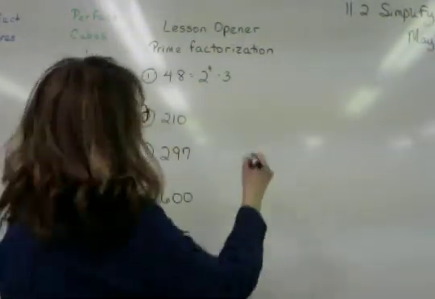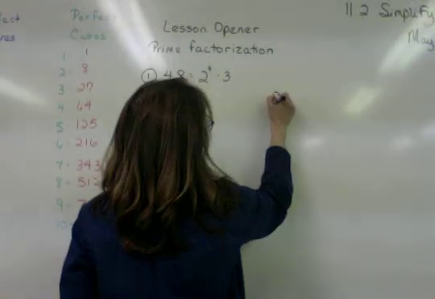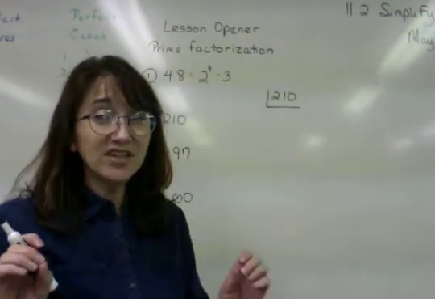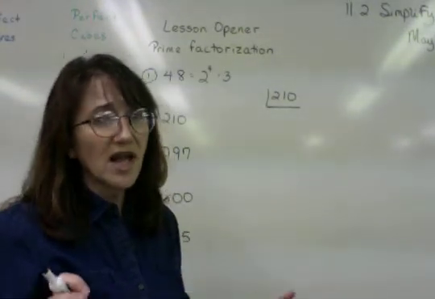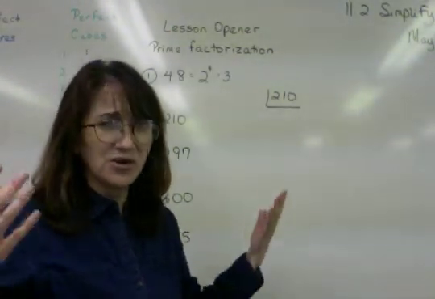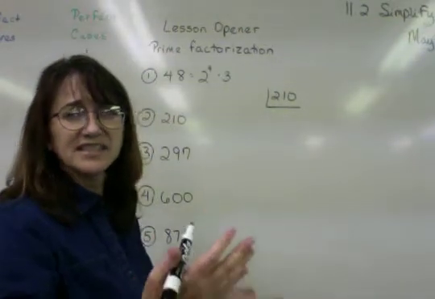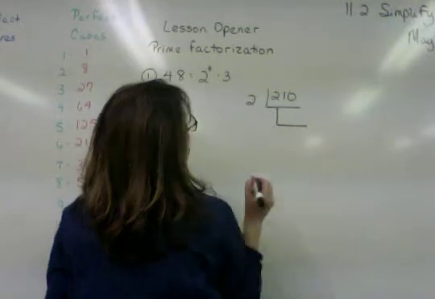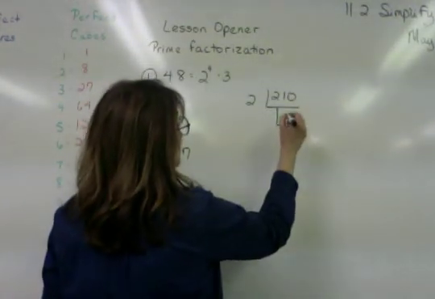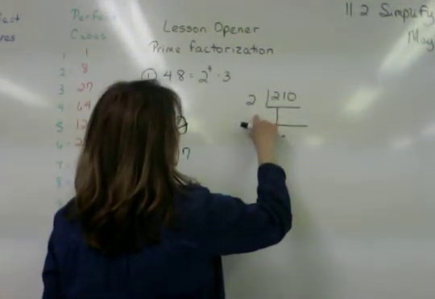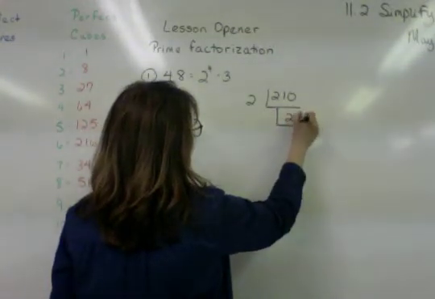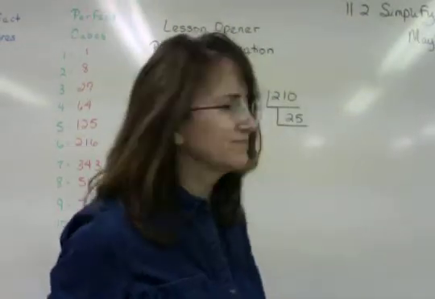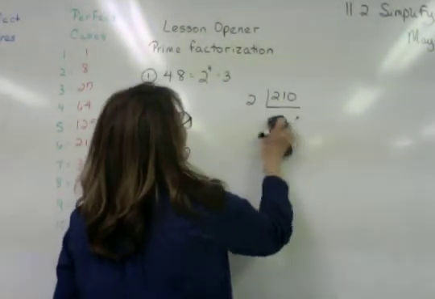Let's go to 210. Right off the bat, I can tell that it is an even number. If you've got an even number, best bet is to go ahead and use 2 and get it out of the way. So if I divide 210 by 2, we're going to put that into 25, right? So I think I've done something wrong here. Yeah, I think I have. So let's divide.